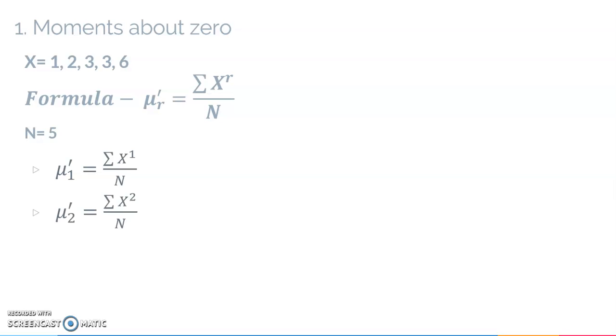For the second moment, put r is equal to 2. For the third moment, put r is equal to 3. And for the fourth moment, put r is equal to 4. So we have a total of 4 different formulae here. The next step is to create a table.